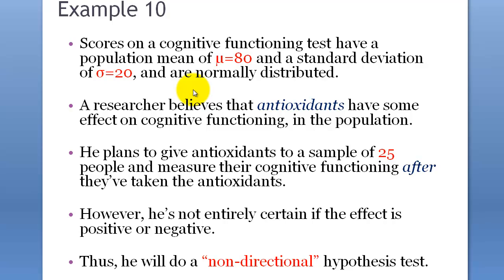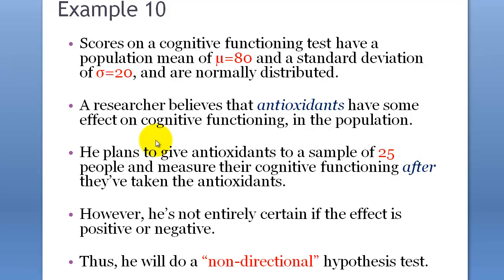A researcher believes that antioxidants have some effect on cognitive functioning in the population. Some effect, it could be either positive or negative. And he plans to give antioxidants to a sample of 25 people and measure their cognitive functioning after they've taken the antioxidants. This is a really typical research setting. However, he is not entirely certain if the effect is positive or negative. Thus, he would do a non-directional hypothesis test.